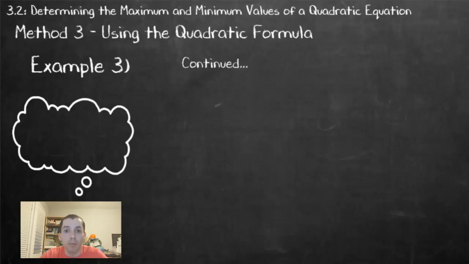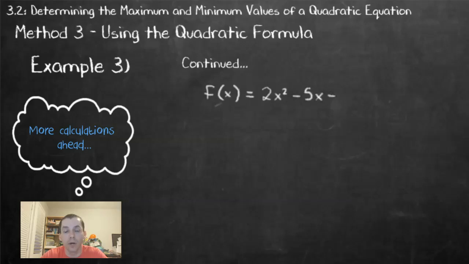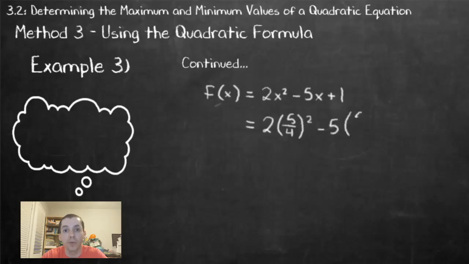Our final step is to sub this back into the original function in order to find the y-coordinate of our vertex. So again, our function was f of x equals 2x squared minus 5x plus 1, so we're going to evaluate this for a value of 5 over 4. Again, be careful with your order of operations as you're working through this. Again, we do want to keep things in fractional form, try not to convert to decimals.